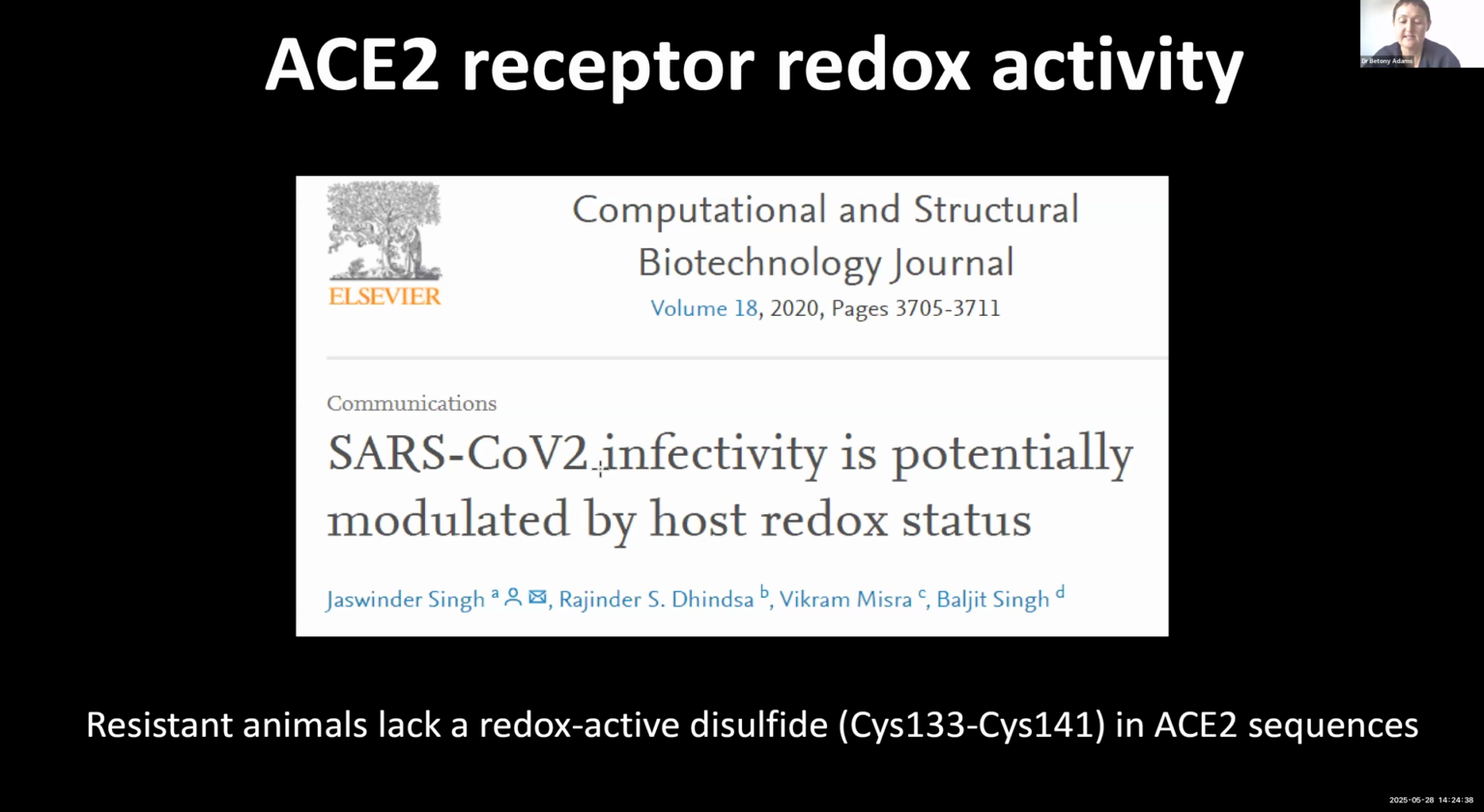But some researchers did an analysis of retrieved amino acid sequences, and they showed that spike proteins and ACE2 receptors are rich in these cysteine residues. And cysteine residues are conserved in various SARS-related coronaviruses, and they participate in intramolecular disulfide bonds. And very interestingly, infection-resistant animals lack a redox active disulfide in their ACE2 sequences.